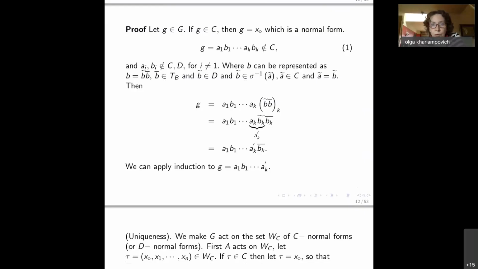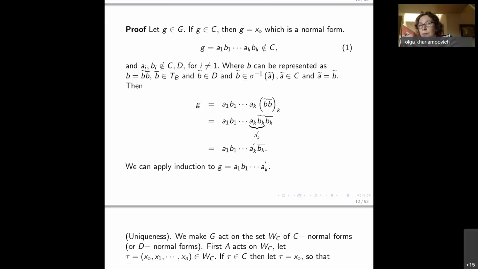Okay, so what we want to show is that there is a unique normal form like this. First of all, we have to show that we can take any element into a normal form. Take an arbitrary element G. If G belongs to C, then G is just x0, which is a normal form itself.